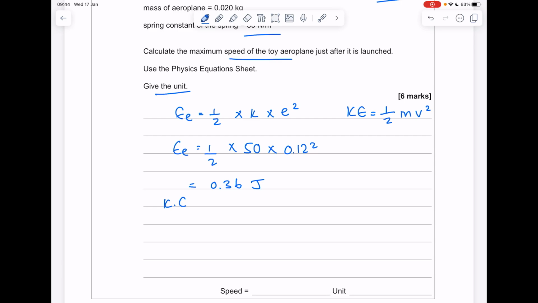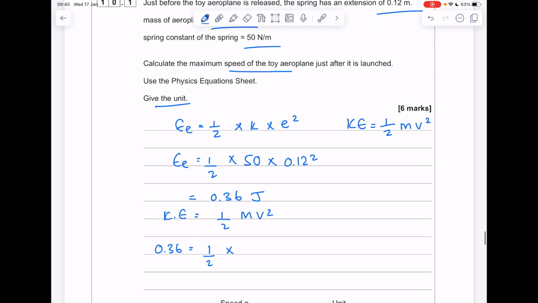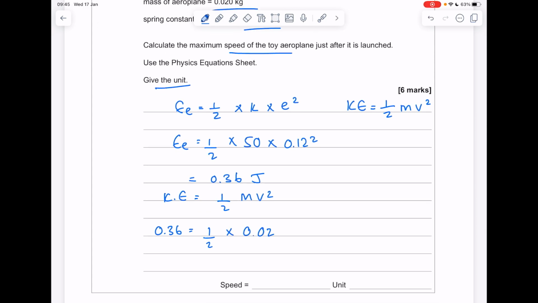And now we sub it into kinetic energy is half mass times speed squared. So that's your kinetic energy. The mass is 0.02 kilograms times speed squared. So to find V squared, we do 0.36 divided by 0.01 and then square root. And our final answer is meters per second.